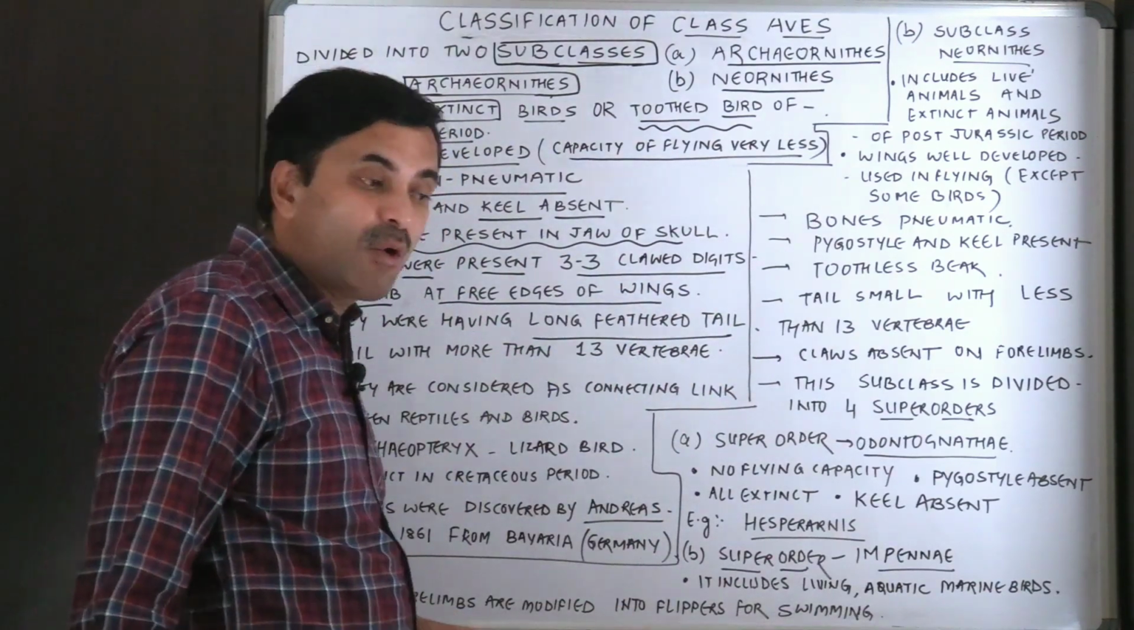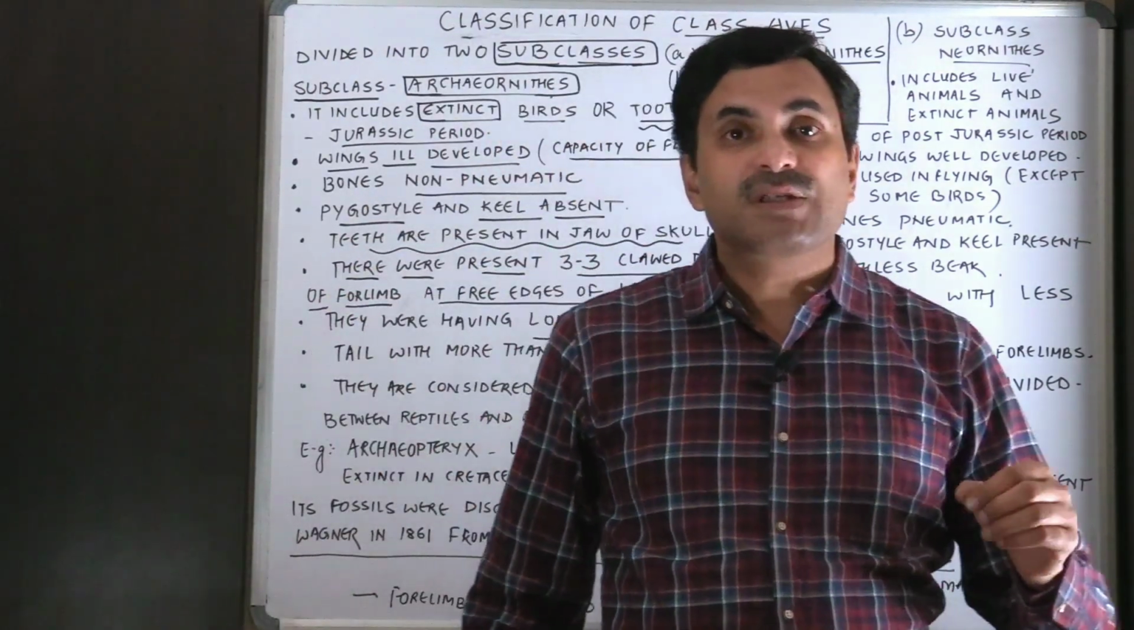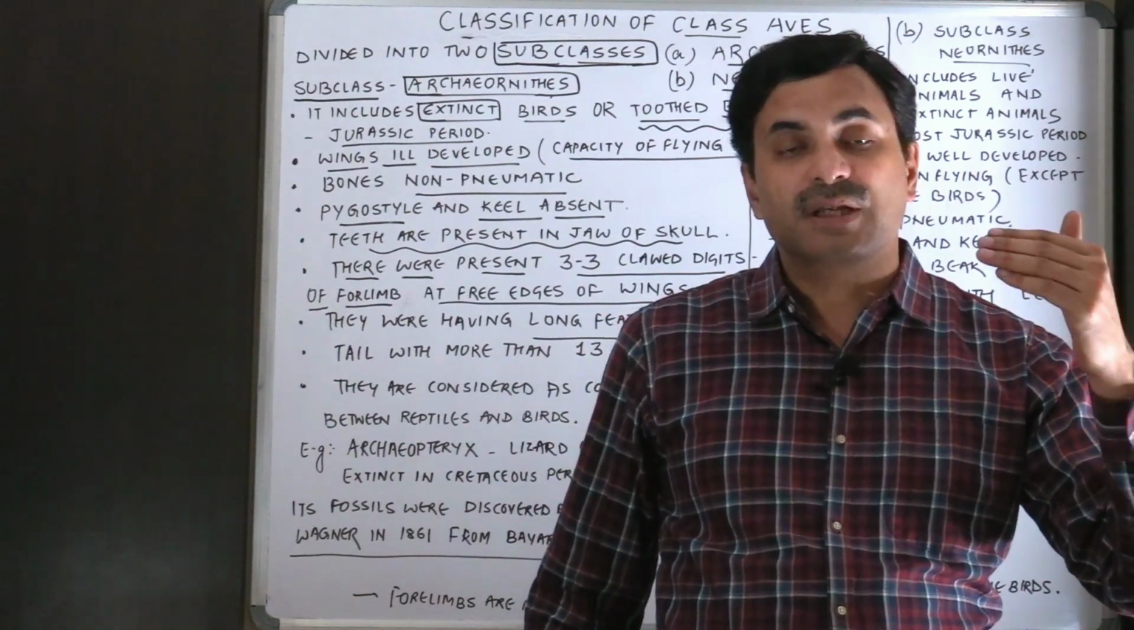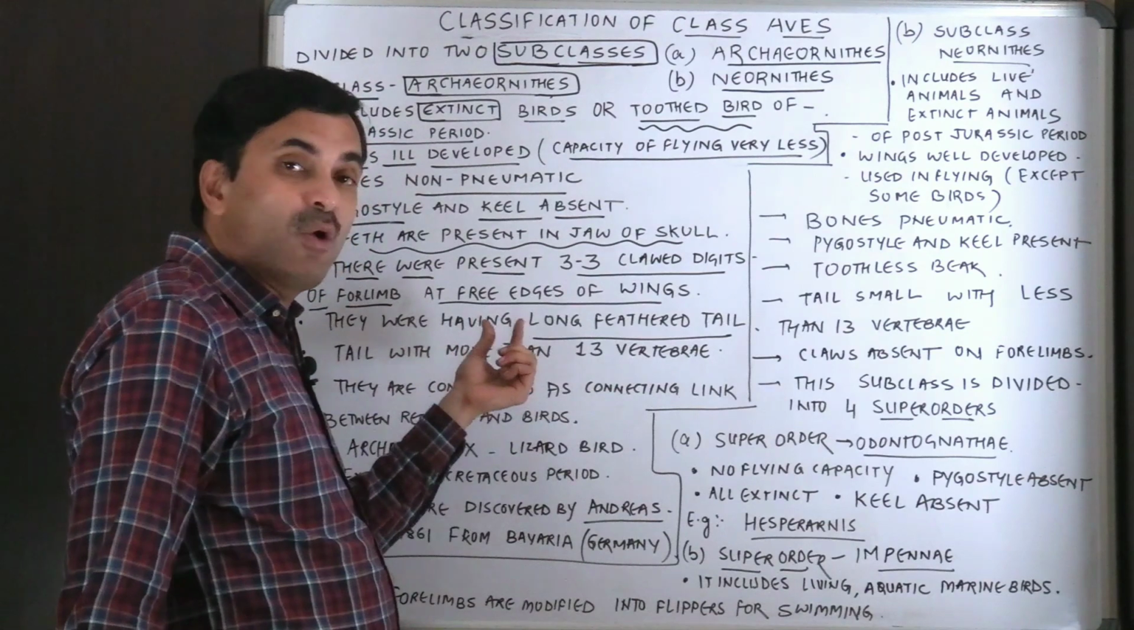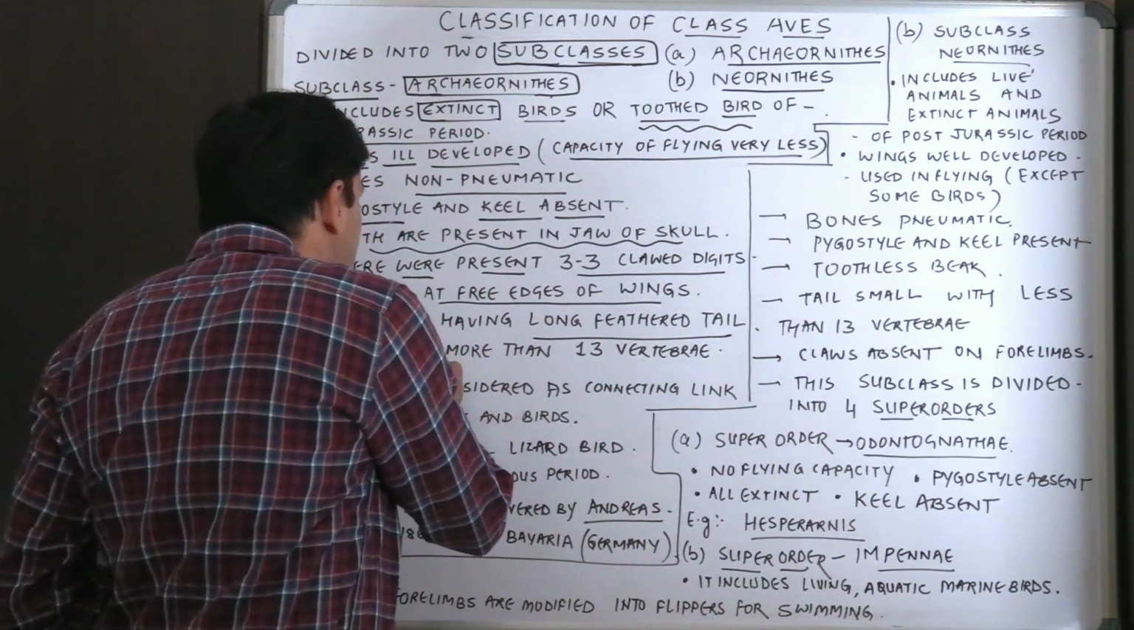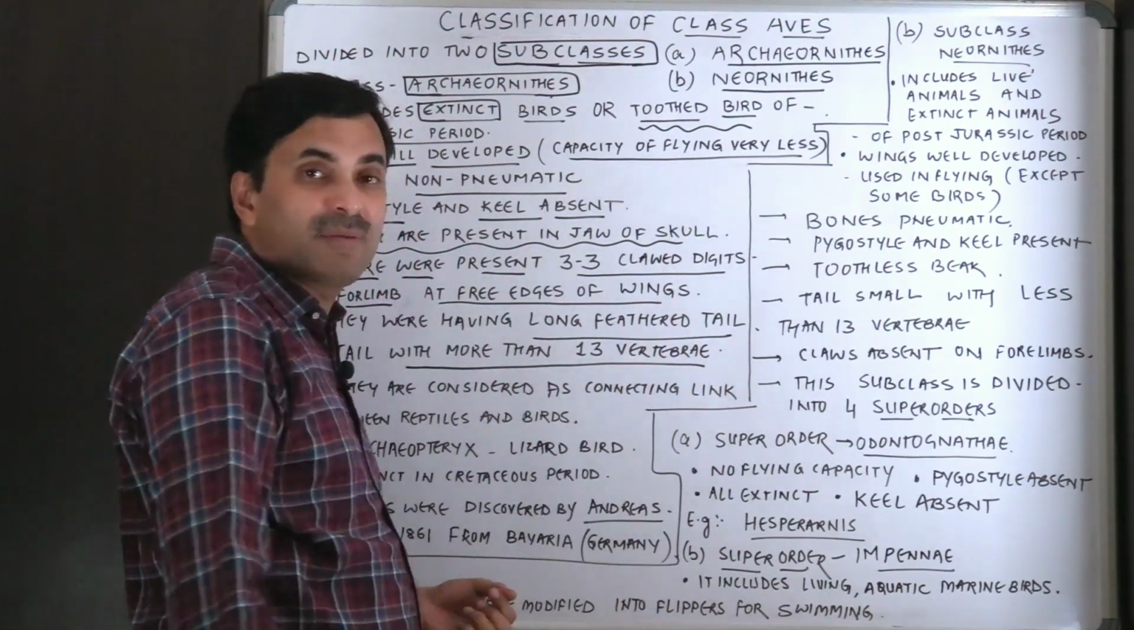They had a long feathered tail. You will see that in the modern birds the tail is a little bit short, but here there was a long feathered tail, and they had more than 13 vertebrae.